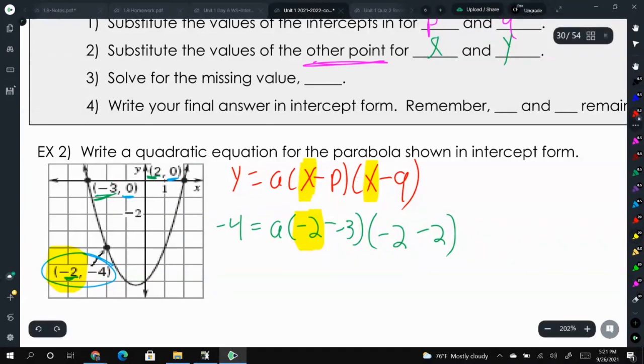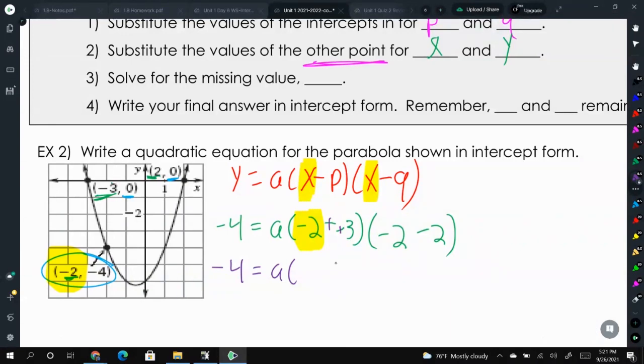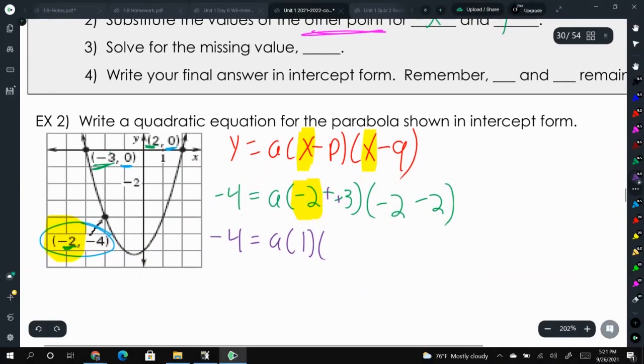So now we can go over and solve this. -4 equals a times, those change to pluses, so -2 plus 3 is 1. -2 times -2, -2 minus 2 is -4.